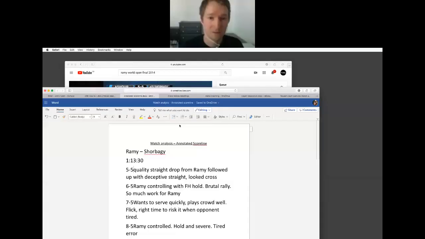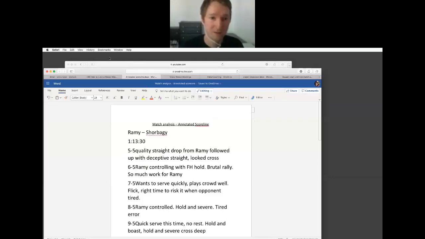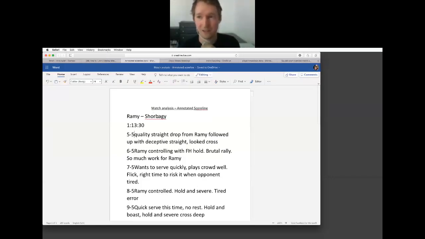Number two, I'm going to try and share my screen with you. Let's see if I can do this with technology. Okay, let's have a go. Right, can everyone see? Can you see that, Cyrus? Is that all right? So you can see here what I've done is I'd call it an annotated scoreline. It should have a space between the scores. That's the point that I've started from, 5-5 in the fifth game.